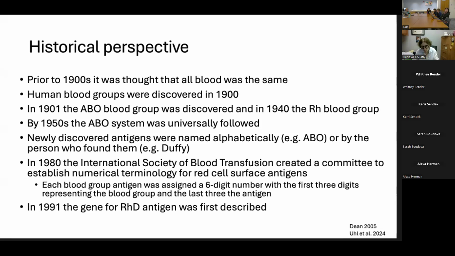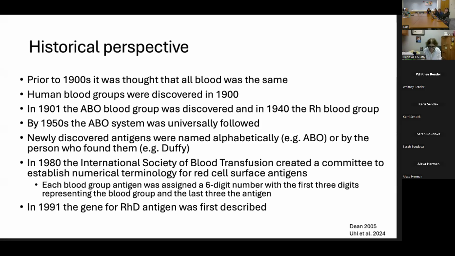And then in 1940, there was the discovery by the same person of the Rh blood group. By the 1950s, the ABO system was universally followed. Any newly discovered antigens were named alphabetically, like ABO, or by the person that founded them. So Duffy, for example. In 1980, the International Society of Blood Transfusion created a committee to establish numerical terminology for red cell antigens. So it's just important to know that because you may see it referred to in numerical terms.